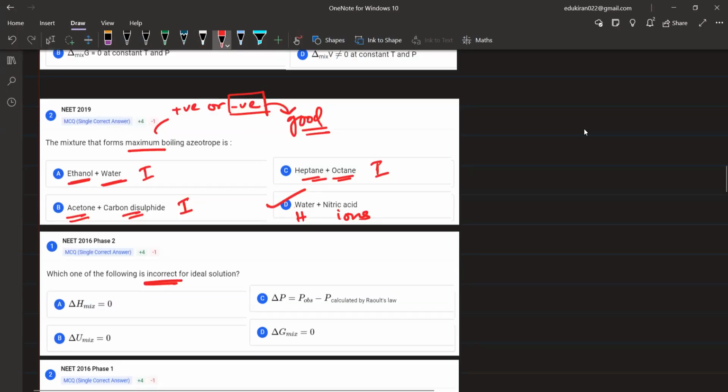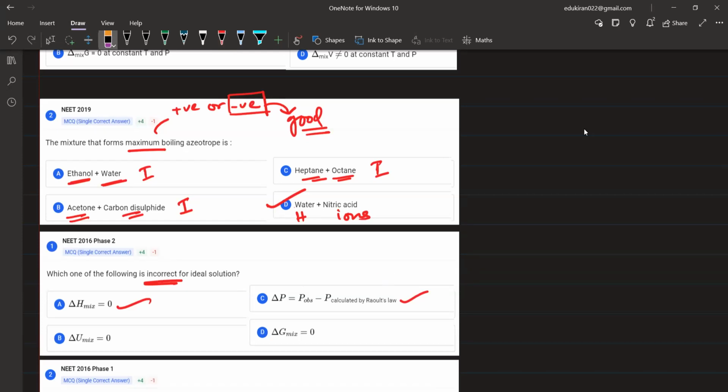Look, delta H mix is equal to 0. This is correct, right? That means this is not the correct option. Now delta P is equal to P observed minus P calculated by Raoult's law. This is true for everything, whether positive deviation or negative deviation. This equation is right for all of them. Whether ideal or non-ideal, in both cases this is just the definition of delta P: experimental minus calculated, as we told.